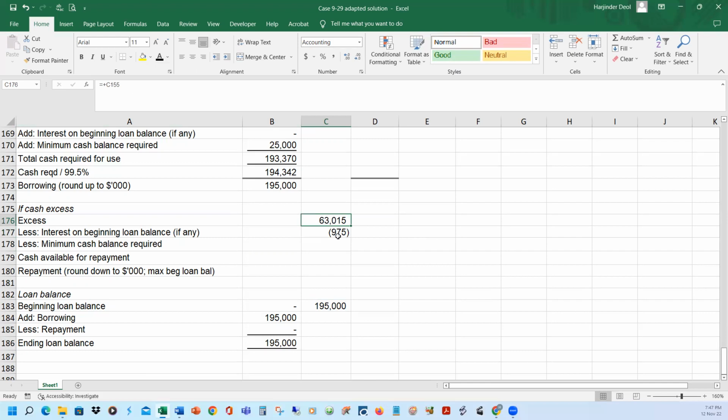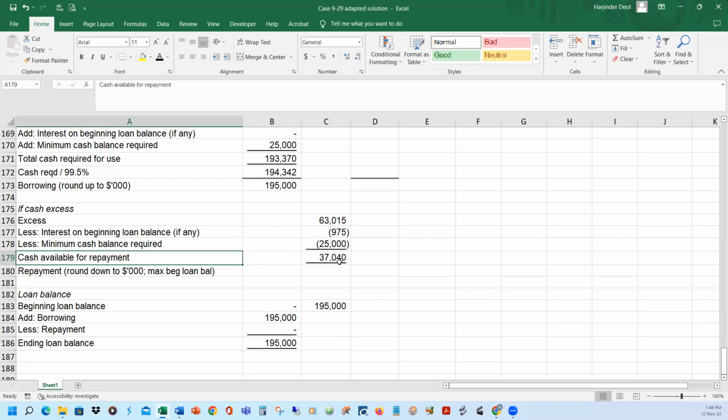From $63,015, we have to first take out $975 of interest to be paid on the beginning balance of the loan. But that's not all. We are also forced to maintain a minimum cash balance of $25,000. So you have to put that aside as well. So once you take out the interest on the beginning loan balance and the minimum cash balance required, what you're left with is a potential to repay to the tune of $37,040.